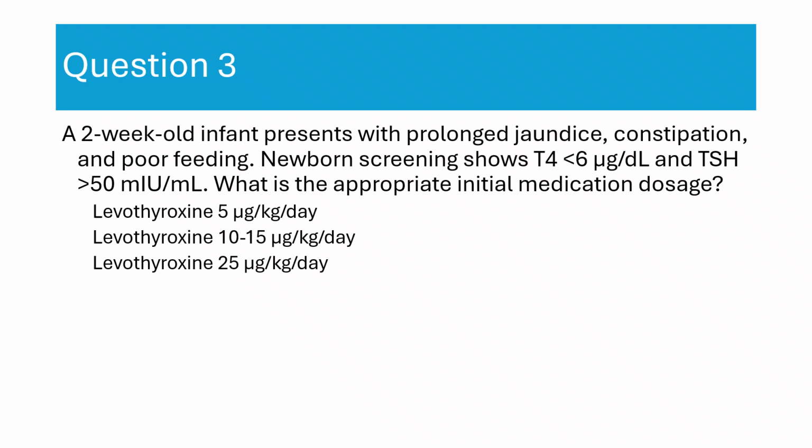This question is testing your knowledge of congenital hypothyroidism treatment dosing. Levothyroxine 10 to 15 is the standard initial treatment dose for congenital hypothyroidism. The goal is to normalize T4 levels rapidly, within 2 weeks, to prevent neurodevelopmental complications. Levothyroxine 5 is incorrect because it's too low and would not achieve rapid normalization of thyroid hormone levels. Levothyroxine 25 is incorrect because it's excessive and could cause thyrotoxicosis.